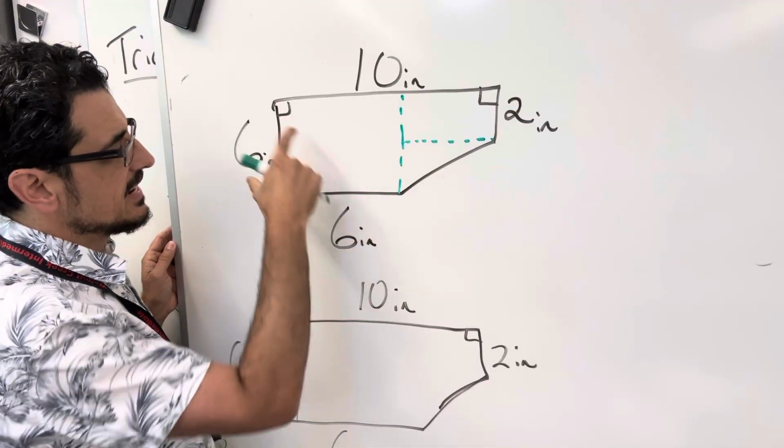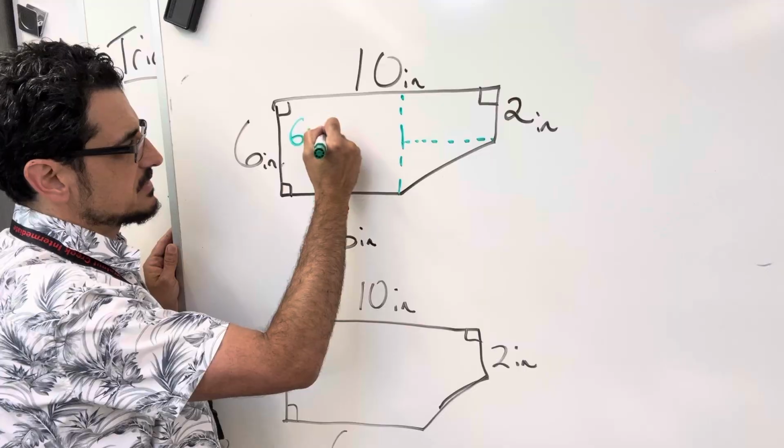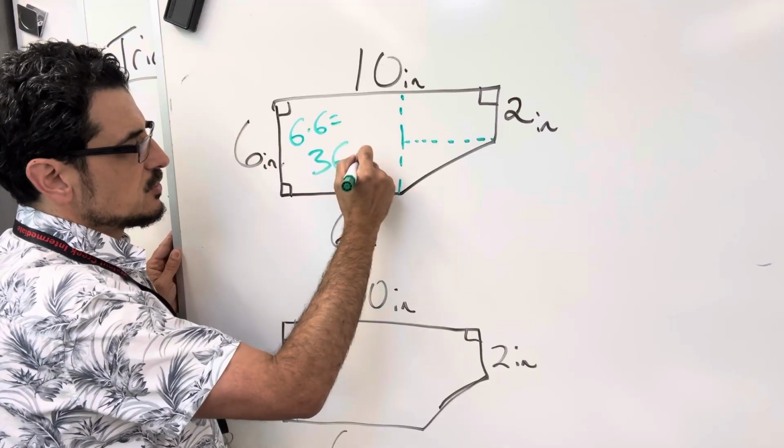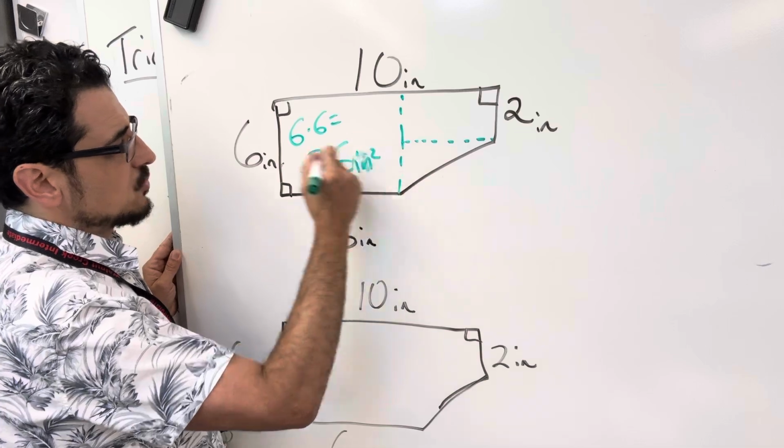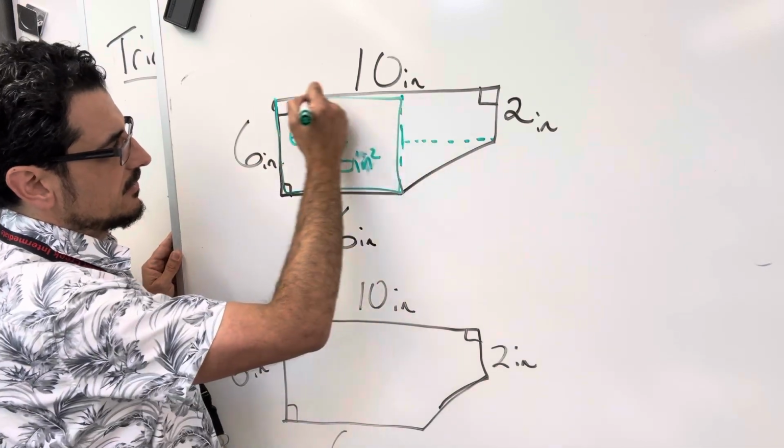This one would be a 6 by 6. So I'd have 6 times 6, which is gonna give me 36 units squared, or inches squared, all right? That's only for this area here, okay?